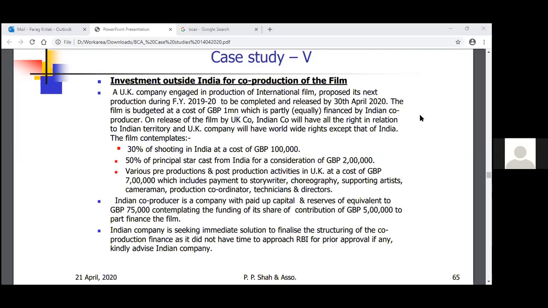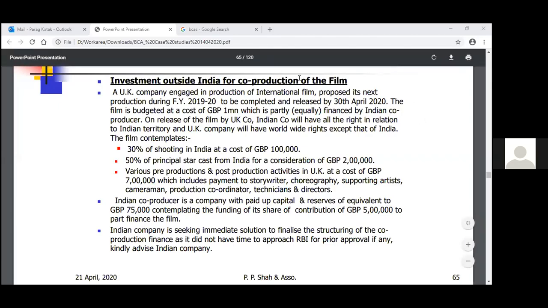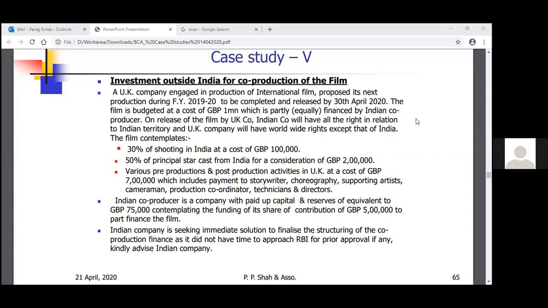And this joint venture is 50-50, and the total cost of production is about £1 million, where the components of the expenses are also given: 300,000 of the total cost is likely to be spent in India, and £700,000 is likely to be spent outside India from UK. And the capital and reserves of the Indian company is 75,000, and it is contemplating funding its share of contribution of GBP 500,000 to part finance the film.